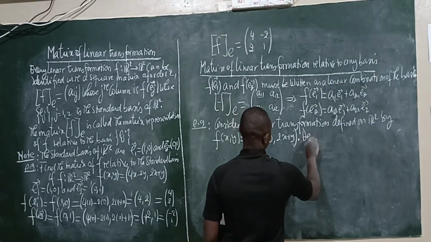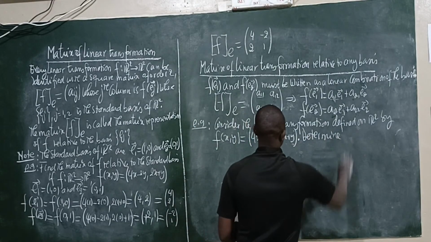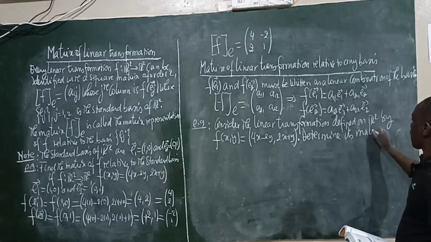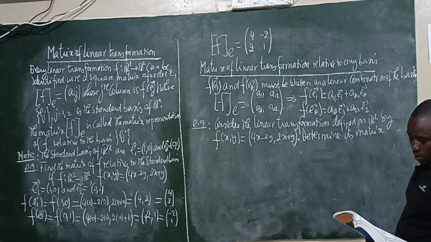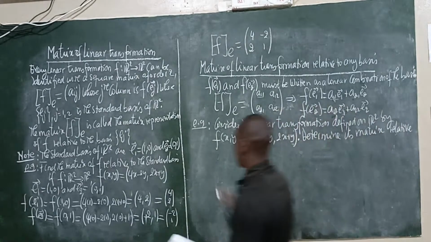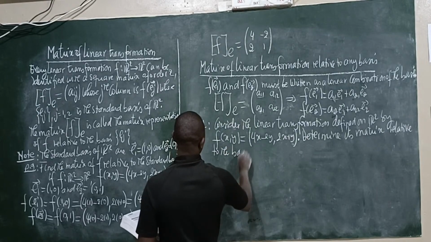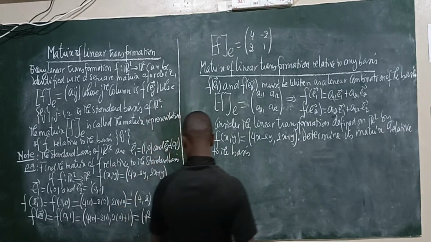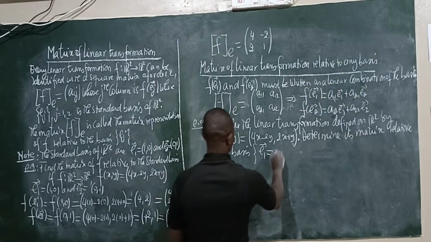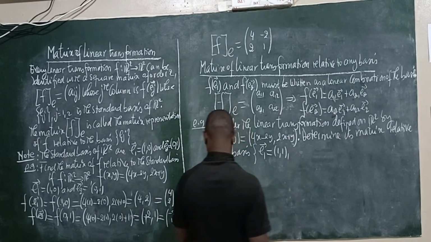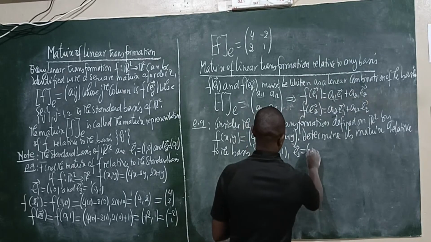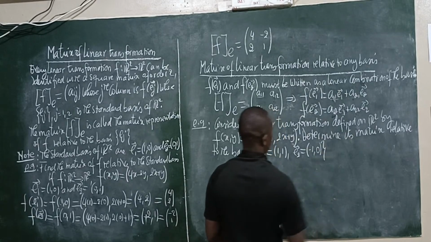Determine its matrix relative to the basis. These are E1 equal to (1, 1) and E2, which is (minus 1, 0).